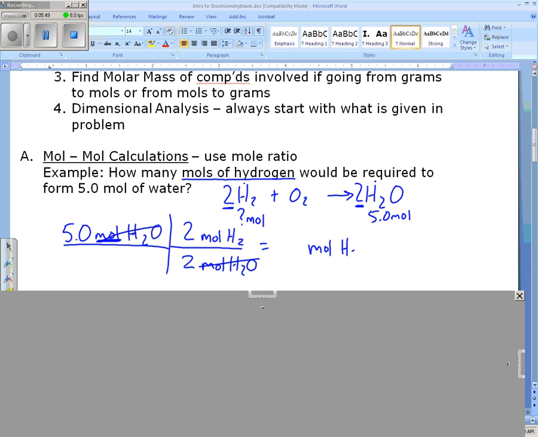Write down those units so I don't miss any points. And then my answer with 2 sig figs, because that's what I started with. 5 moles of hydrogen is required to form 5 moles of water. And that's the very basic type of stoichiometry problem. We're going to build from this with these other problems.